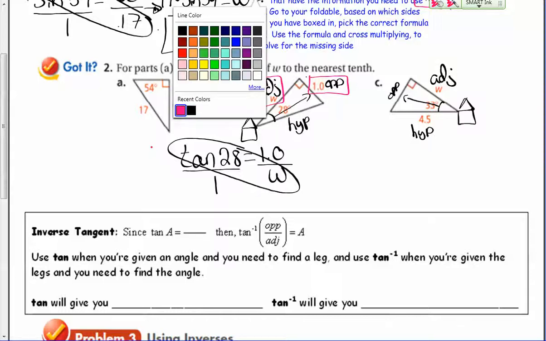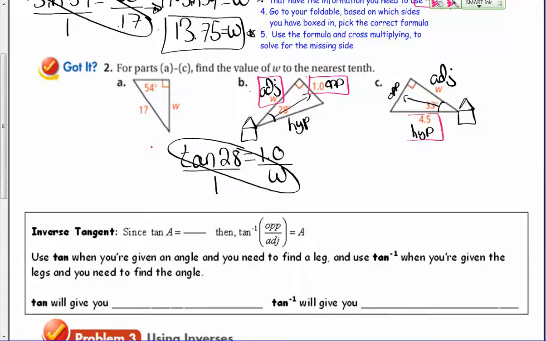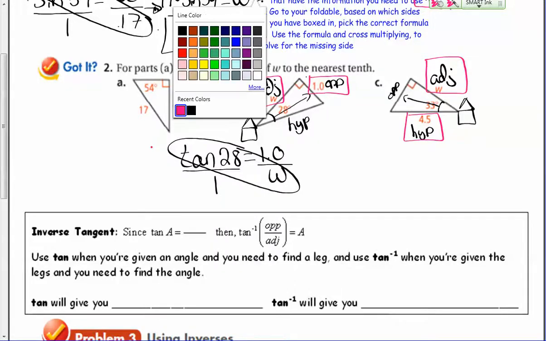I'm going to box in the 2 sides that have my information. There's nothing on my opposite side, so I'm not going to use that one this time. This time I have information on W, I need to find it, and on my hypotenuse, which is 4.5.